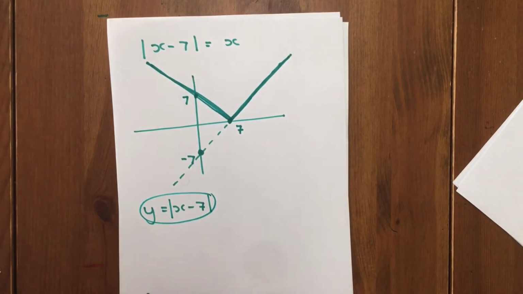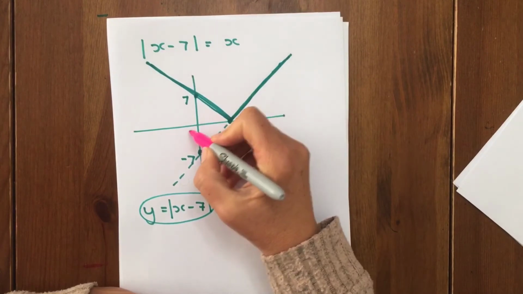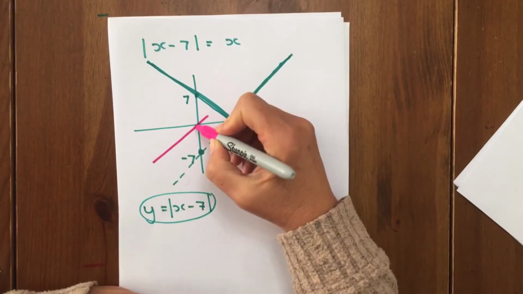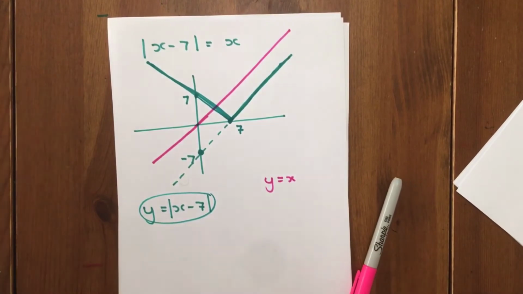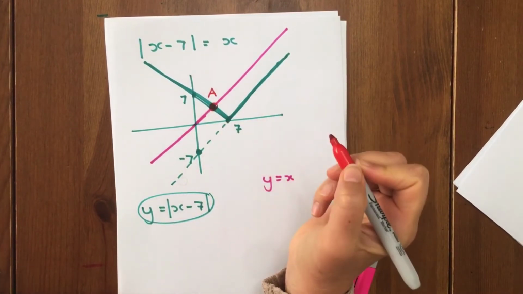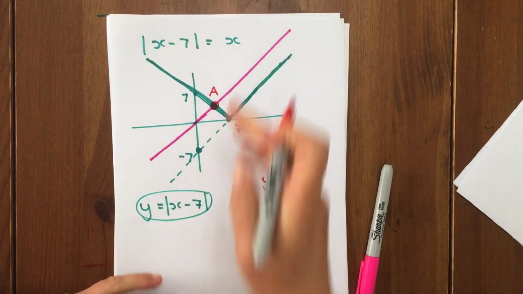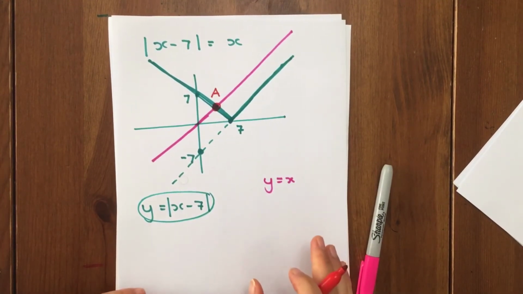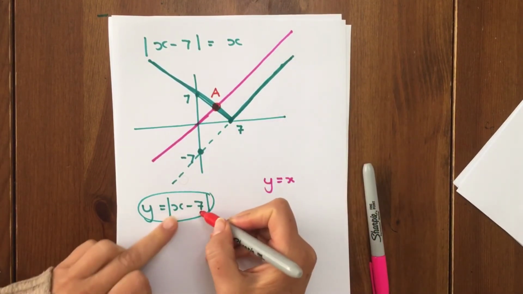So in a different colour, if I now plot y equals x, that will just be a straight line going through the origin. Now, I can definitely see I've got one point of intersection here, okay? But do I have another point of intersection? Do these two lines intersect? To decide that, I need to look at the gradients of the line. Well, the gradient of this line, y equals x minus 7, is just 1.